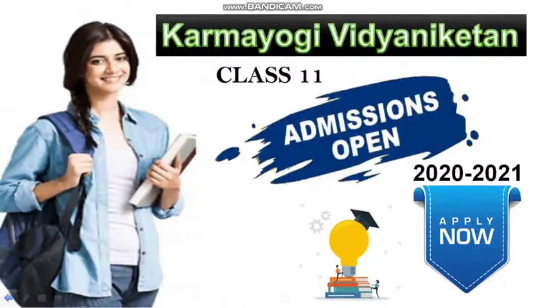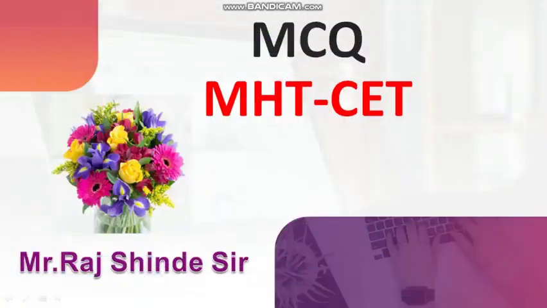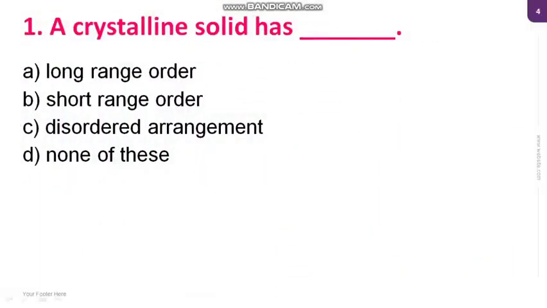Today we will discuss some multiple choice questions on today's session, that is crystalline solid and amorphous solid. The first MCQ is: a crystalline solid has. There are four options. Just read carefully.